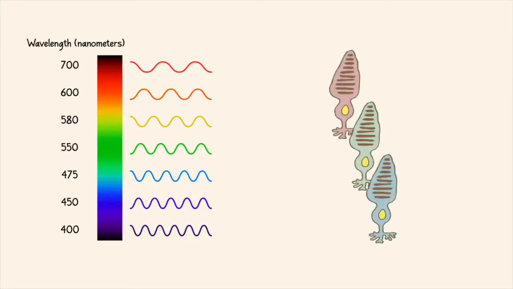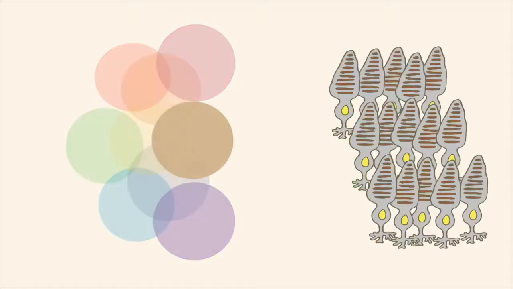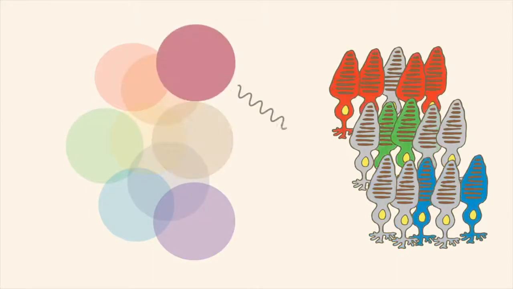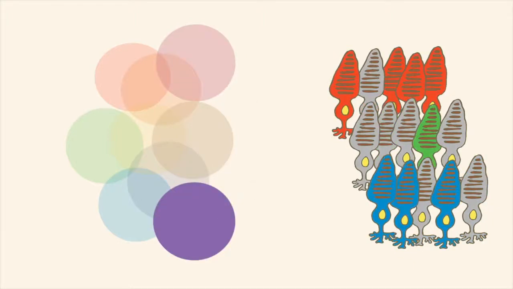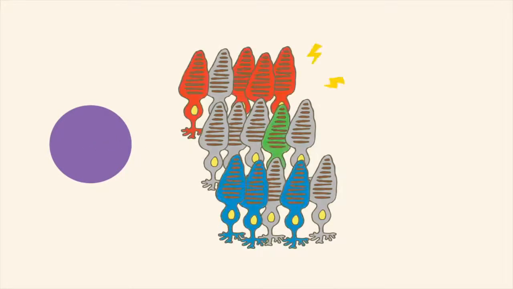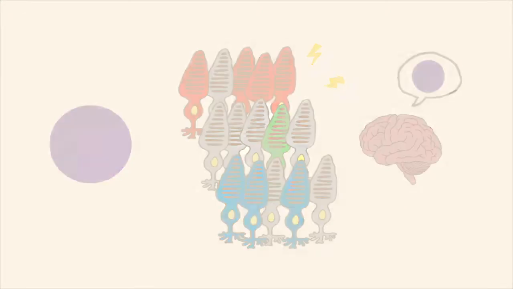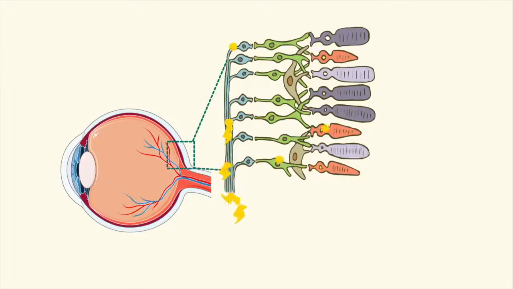We actually have 3 types of cones that detect either green, red, or blue light. Of course, we see way more than 3 colors. This is because a different mix of the 3 types of cones will respond to different colors. For example, when purple light comes into your eyes, a mixture of red and blue cones activate to let you see purple. When the visual receptors activate, they emit electrical signals.